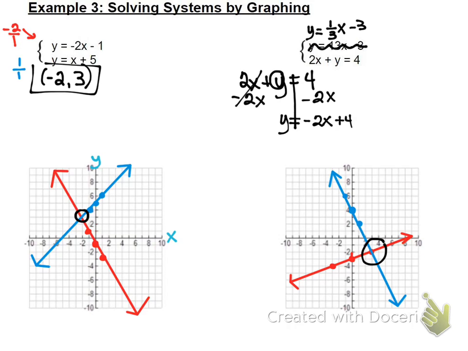Okay, so we know where these lines intersect here. What's going to be the ordered pair? What's the solution to this system? What's my x value? 3. And my y? Negative 2. You guys all agree? How did you find that out? Because that's where they intersect. Yes. And that's all we did on the first examples.